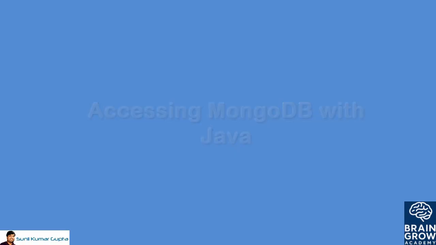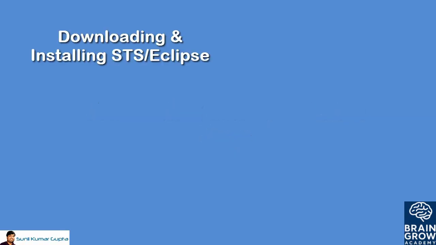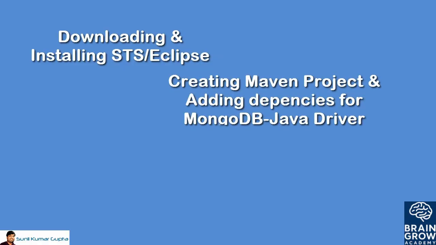For that, we will start with installing an IDE. For Java we need an IDE. It is always recommended to use an IDE. So we'll download the STS and start using that. Then we create a Maven project and add a dependency for the MongoDB Java driver.